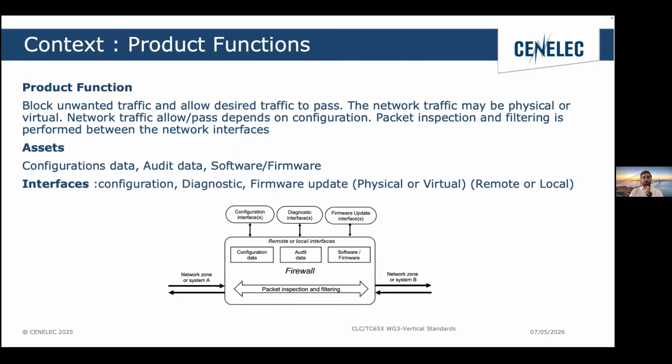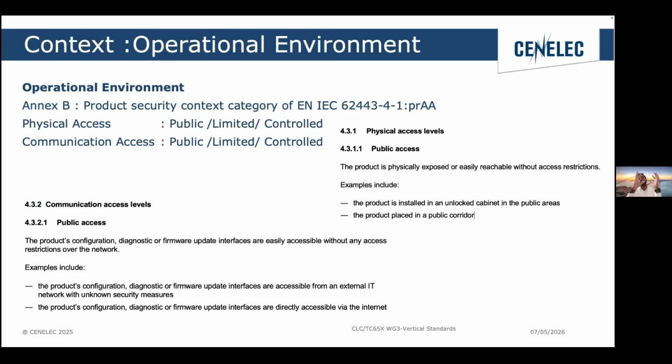So establishing the context. So defining the product functions. What is the product function of the firewall based on the core functionalities? All this is addressed based on the core functionality again. So define the product functions, and based on the product core functionality, what are the assets we are trying to protect? So we have to protect the core configuration data, audit data, and the software or firmware. And what are the interfaces associated? Configuration interface, diagnostic interface, firmware update interface, which can be virtual or physical, or which can be local or remote.